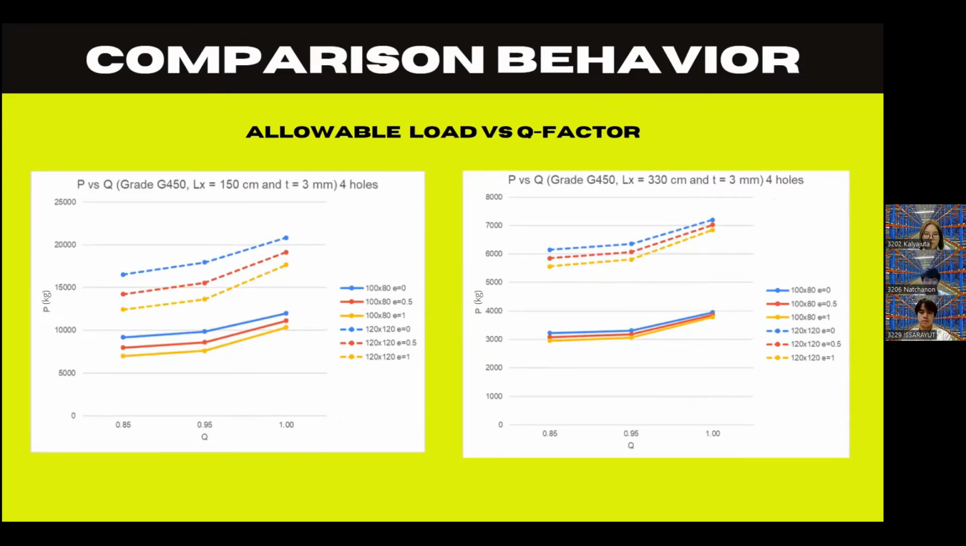For steel grade G450, the trend of all sections in all eccentricities is similar to the previous figures. Also, eccentricity on any cross-section area has a greater effect on allowable load while the steel rack height is high. As you can see, there is a wider gap between lines in the graphs.